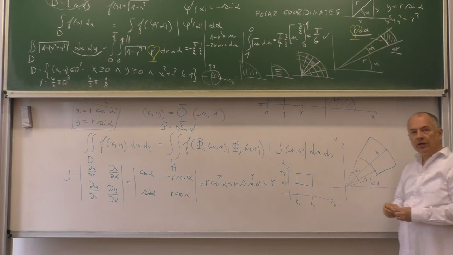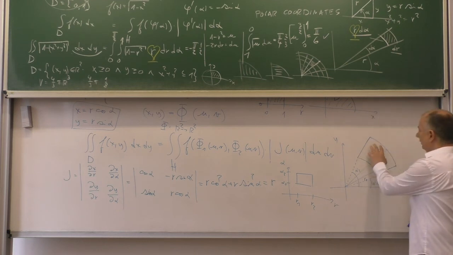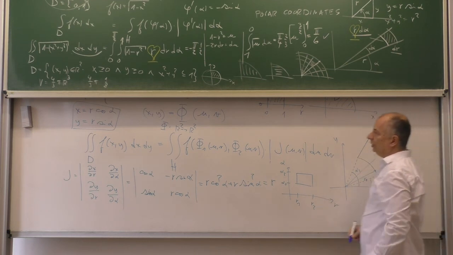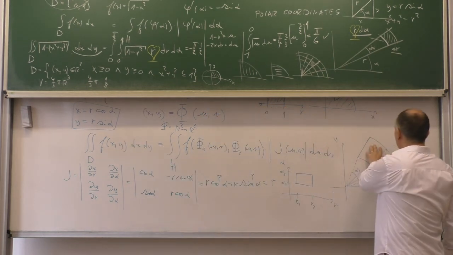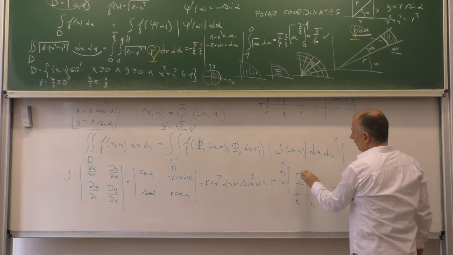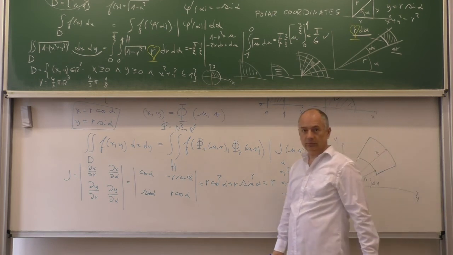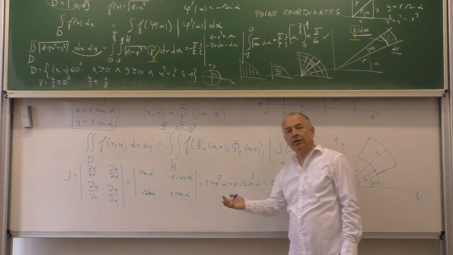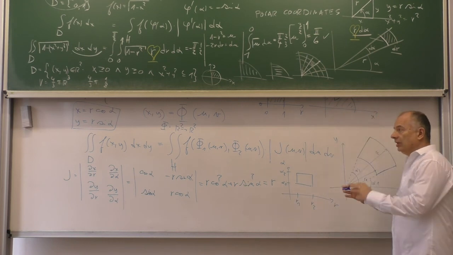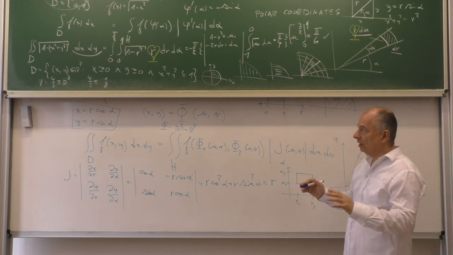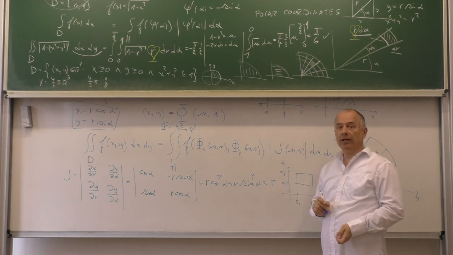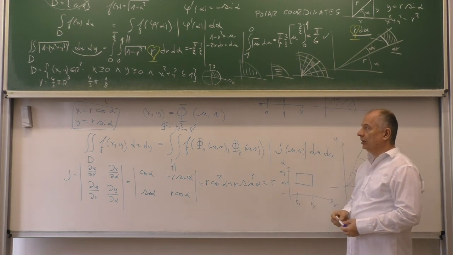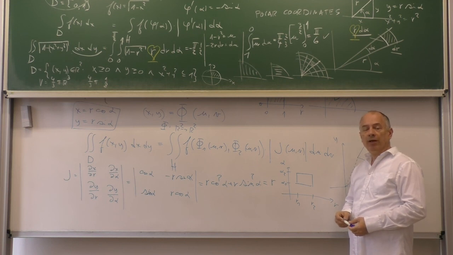So if the integration domain looks like that, then using the polar coordinate system transforms this integration domain into a rectangle. And if further the integrated function has some good properties, like having circular symmetry or something like that, then the transformation into polar coordinates is very, very useful.